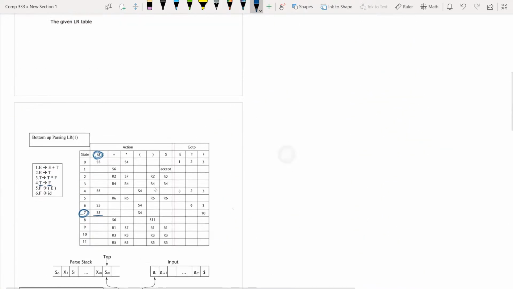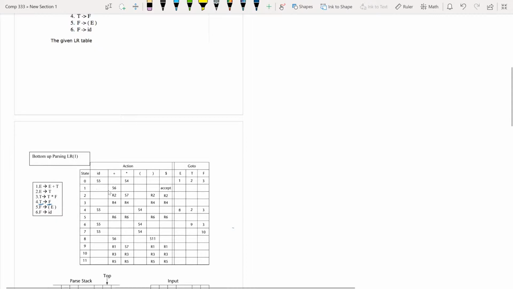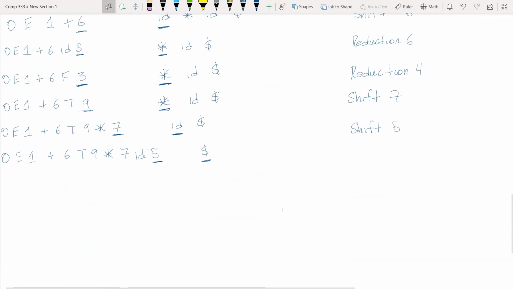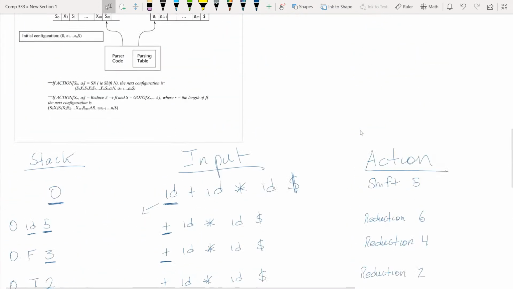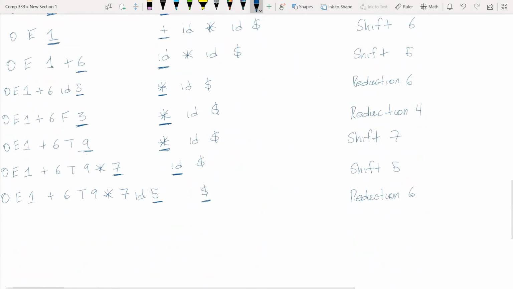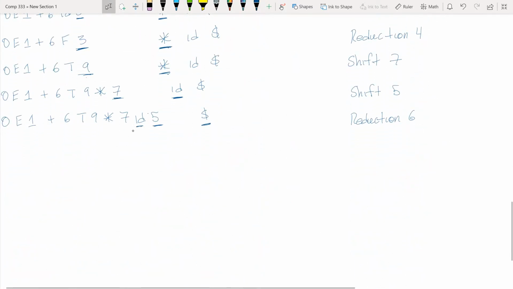So go up here and you look at the 5, you look at the money sign, and you get an R6. So we get to reduce again. So we do reduction 6. We look at the little table. Reduction 6 says ID goes to F. So this ID is going to go to an F.